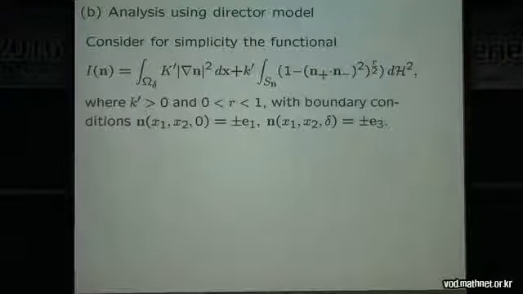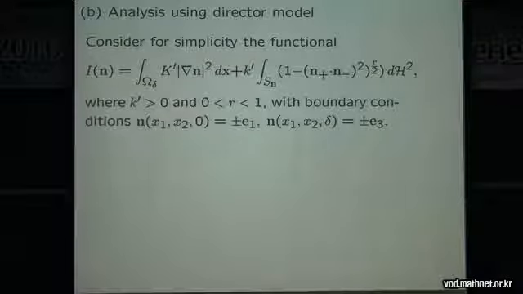However, let's see whether you could model this using a director theory and SBV and so on. So here's an attempt at doing that. So we take the one constant case to make life easy. And here's the form for the integral over the jump set.